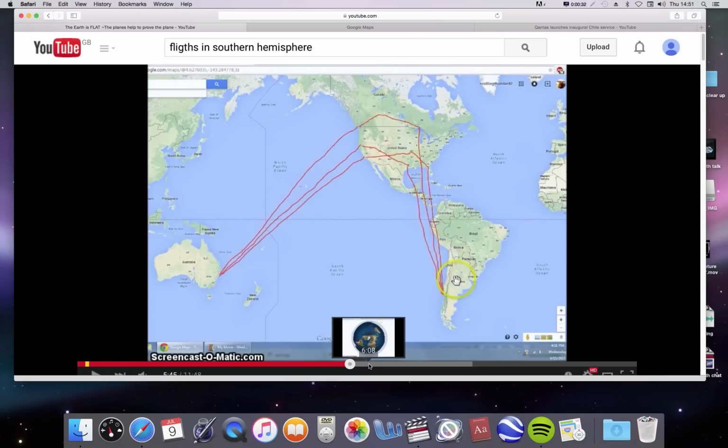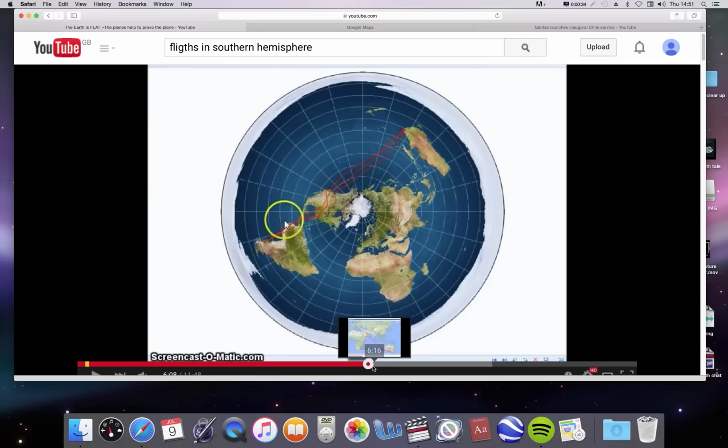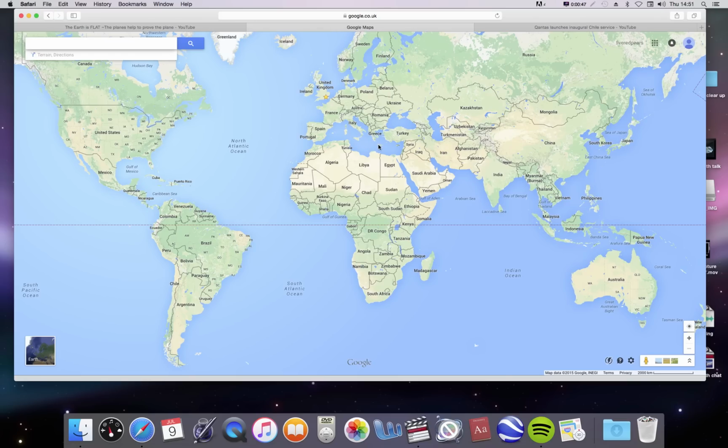And they think that if you look at this from the perspective of the flat Earth, somehow it all makes sense, which I suppose is superficially plausible. Until you consider some facts about the world.